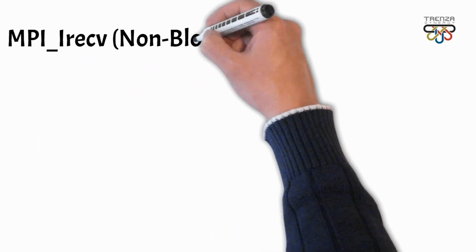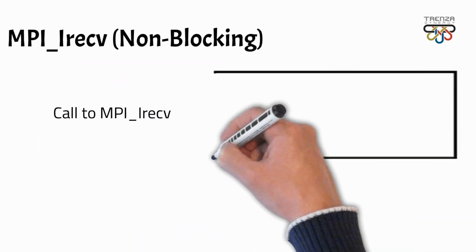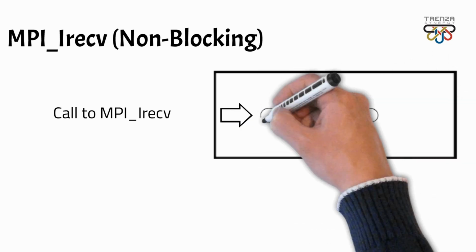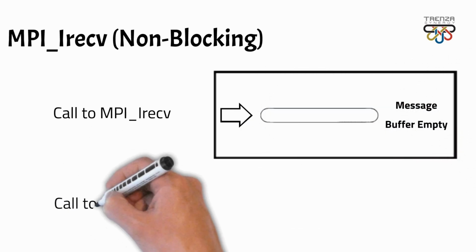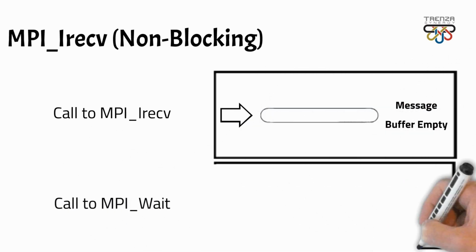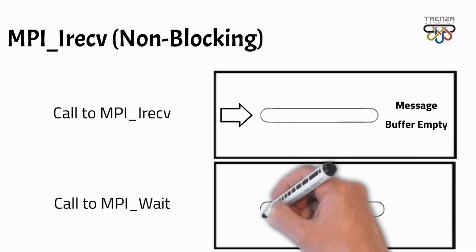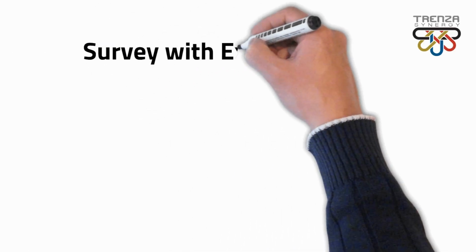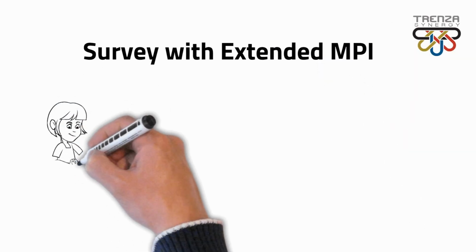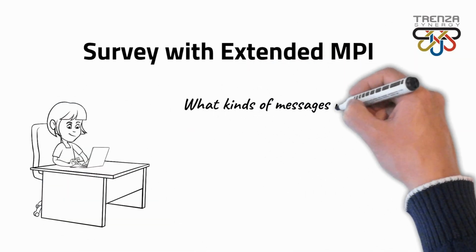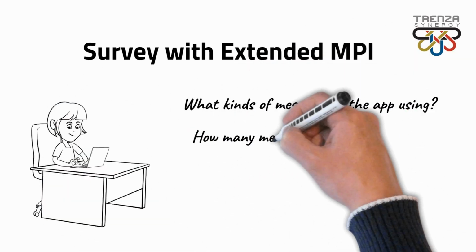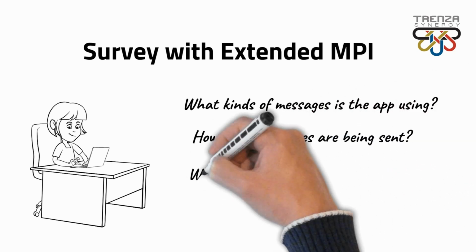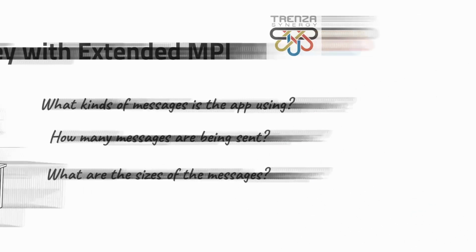With the non-blocking MPI I receive, the call will return immediately, allowing the thread to do more work, but a call to MPI wait will need to be performed in order to ensure the data is safely in the buffer. When the extended MPI measurements are included, Survey can tell you what kinds of messages your application is using, how many of these messages were sent, and the approximate sizes of these messages.